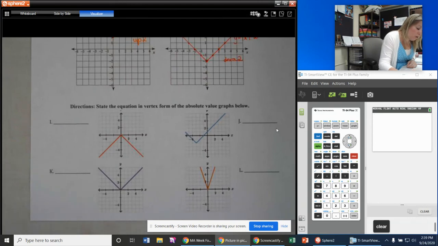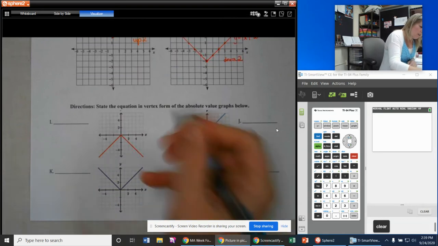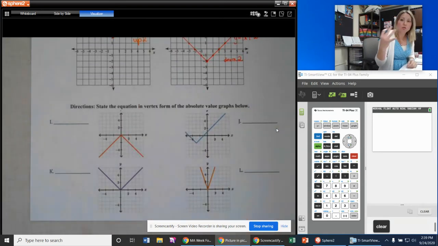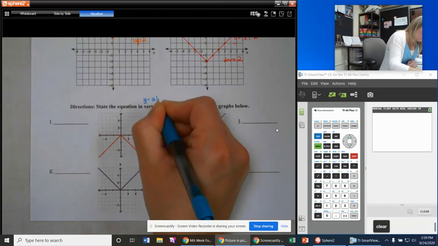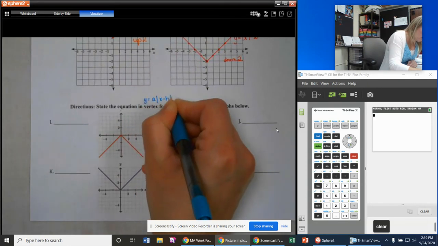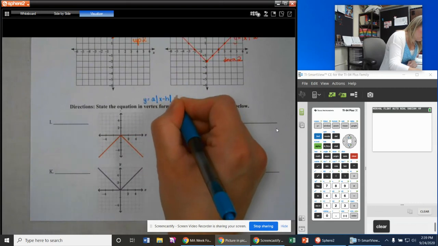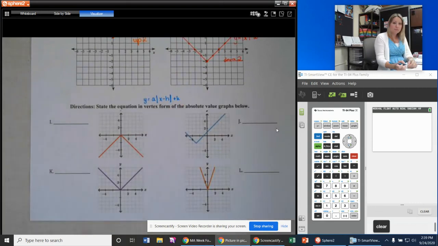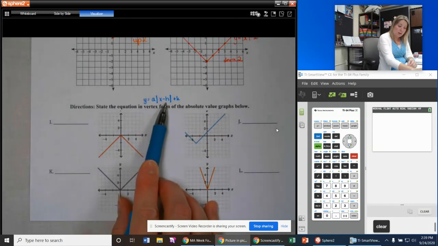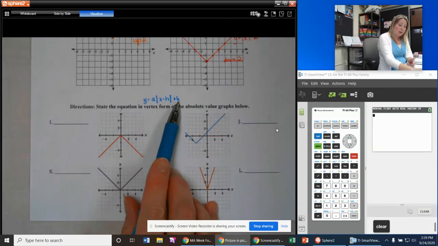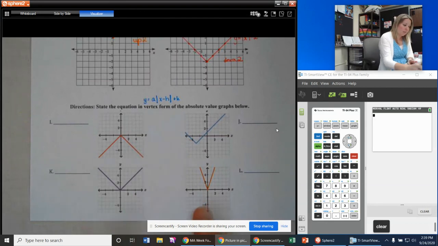Okay, so we're just going to look at each of these graphs and we're going to write their equations. Now I want you to recall that the general form is y equals a times the absolute value of x minus h in absolute value bars plus k on the outside. A is going to be the slope. H is going to be the x value of the vertex, opposite sign of it. K is going to be the y value of the vertex, correct sign of it.